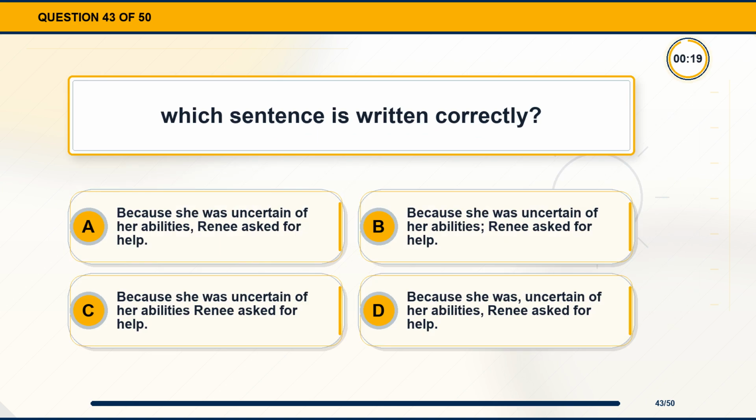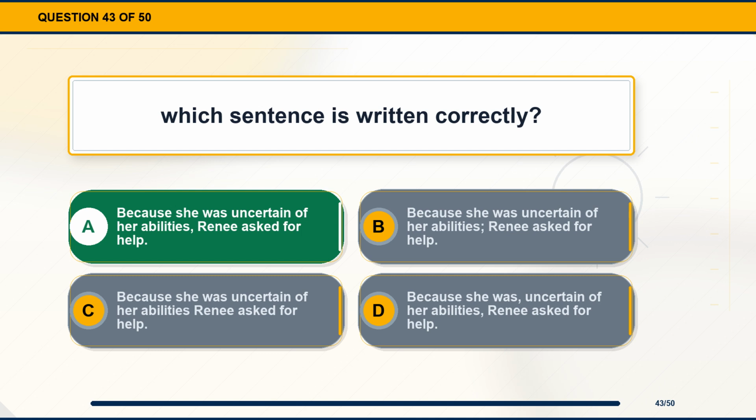Question 43. Which sentence is written correctly? Option A, because she was uncertain of her abilities, Renee asked for help. Option B, because she was uncertain of her abilities, Renee asked for help. Option C, because she was uncertain of her abilities, Renee asked for help. Option D, because she was uncertain of her abilities, Renee asked for help.